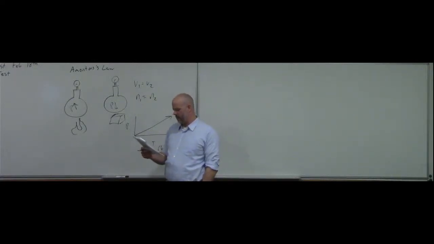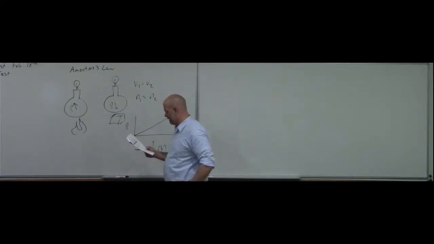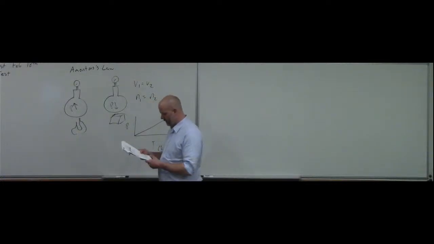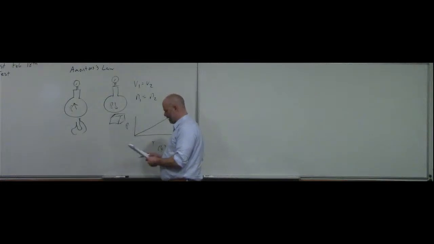Guillaume Amonton, I'm probably butchering that name, was the first to empirically establish a relationship between pressure and temperature of a gas. And Joseph Louis Gay-Lussac determined the relationship more precisely. Because of this, the pressure to temperature relationship for gases is known either as Amonton's law or Gay-Lussac's law. Under either name, it states that the pressure of a given amount of gas is directly proportional to its temperature on the Kelvin scale.